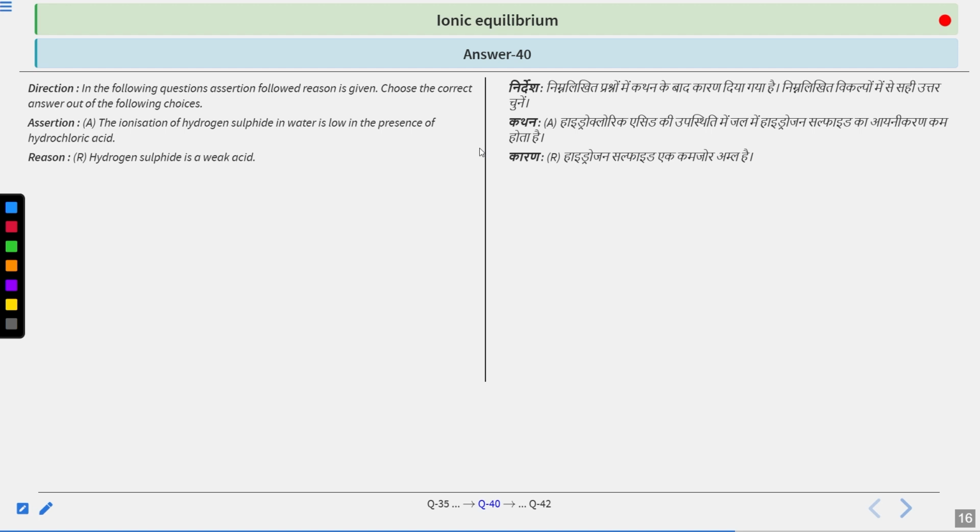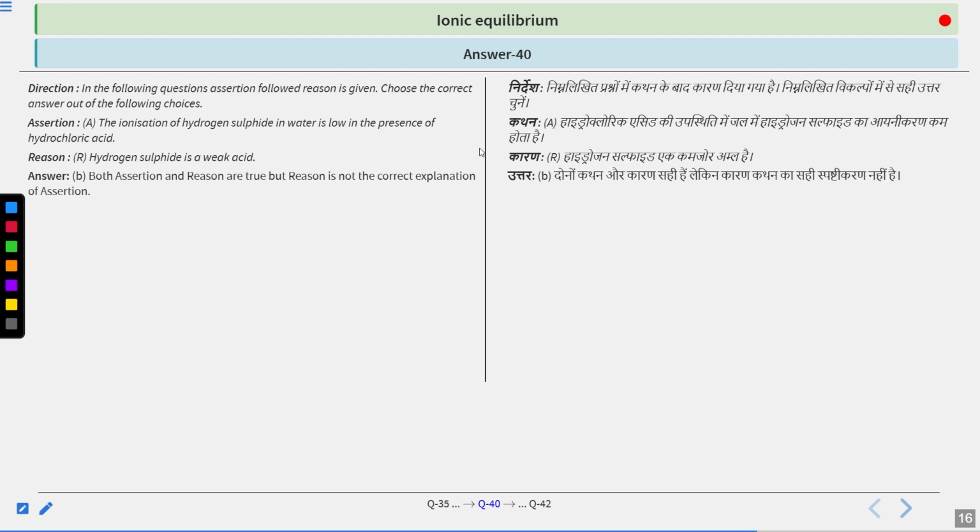The assertion, that means your statement, says that the ionization of hydrogen sulfide in water is low in the presence of HCl gas or HCl acid. So whenever there is HCl and H2S both in one solution, it is observed, according to the statement, that hydrogen sulfide does not dissociate that much. And the reason given is that hydrogen sulfide is a weak acid. So the reason and assertion are both true, but the reason is not the correct explanation of the assertion.